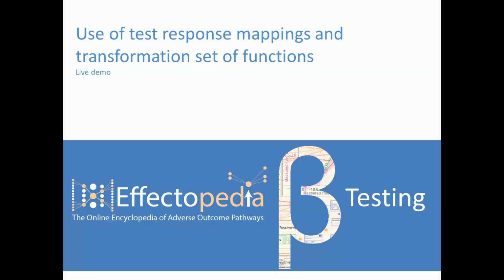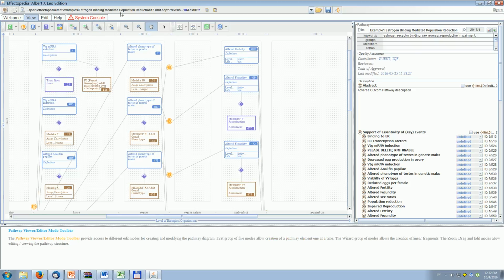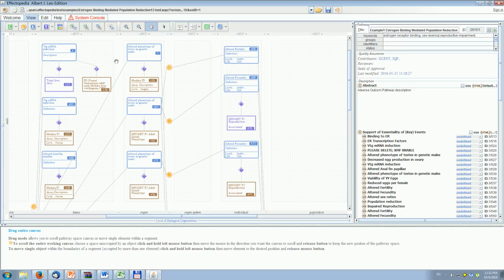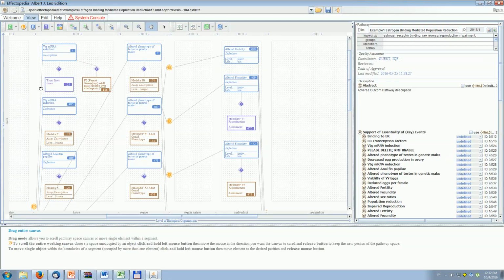We are now going to explore the meaning of test response mapping and transformation set of functions. For this, we're going to use our previous example for estrogen binding mediated population reduction. And here we have one key event, which is vitellogenin messenger RNA induction in liver. And we have two different tests that are used as supporting evidences. One is the trout liver slices, and another one is part of the multi-generational MEDACA study.